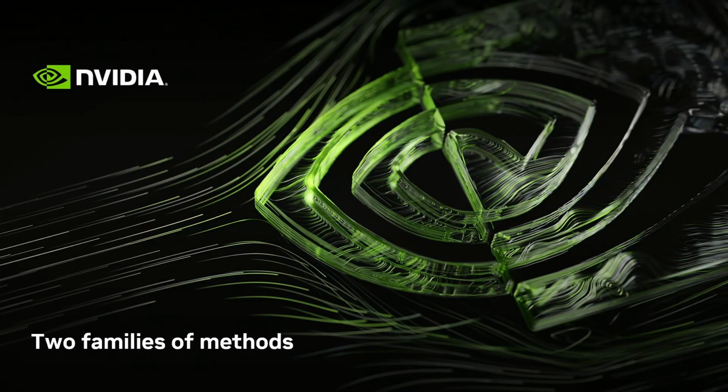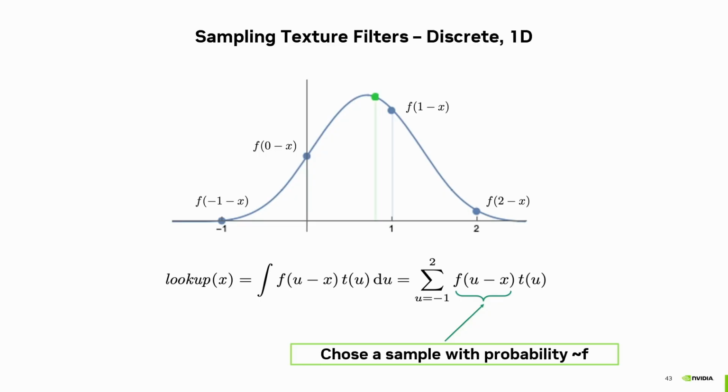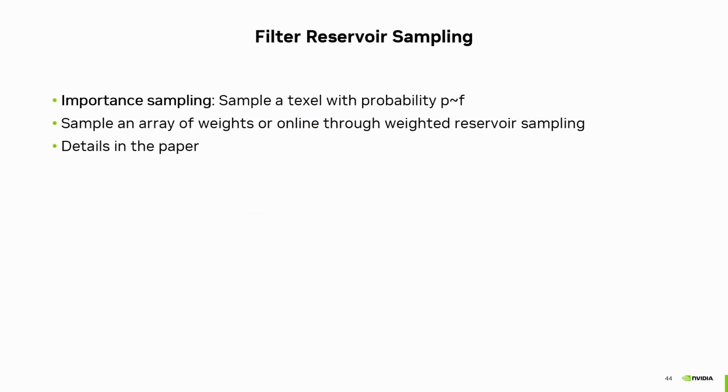And in the paper, we introduced 2 families of methods. The first family operates on the observation that this integral actually corresponds to multiplying something with a bunch of Dirac deltas. So this integral is actually a sum. And we can choose a sample from this filtering sum with probability proportional to the filter value, or for mixed sign filters, with the absolute value, which is exactly importance sampling.